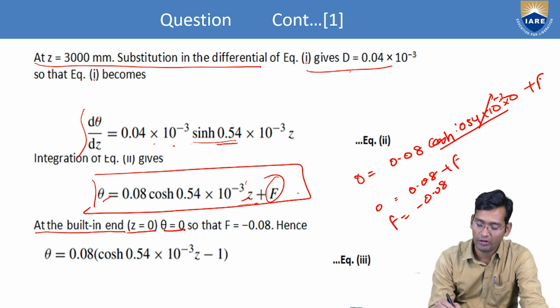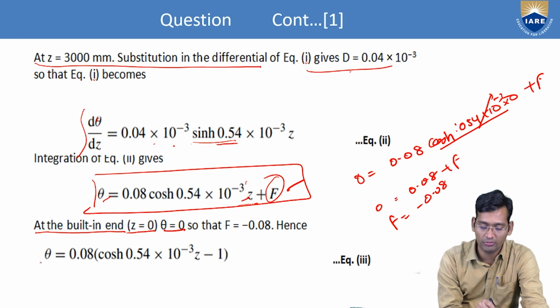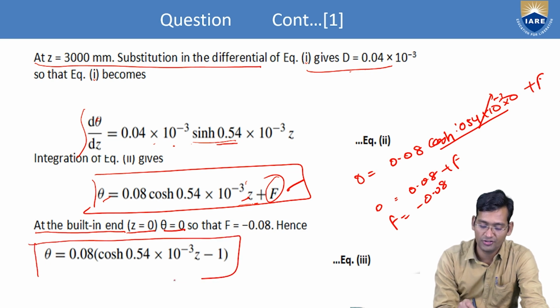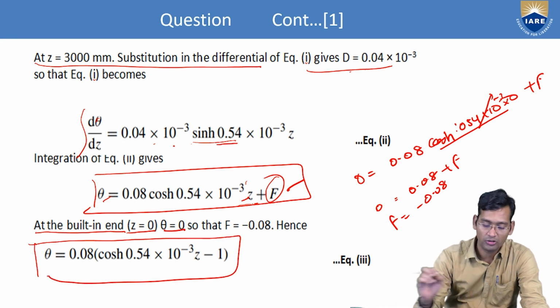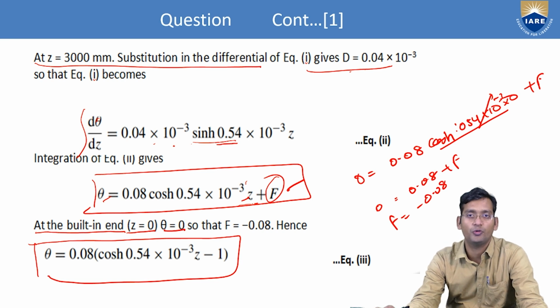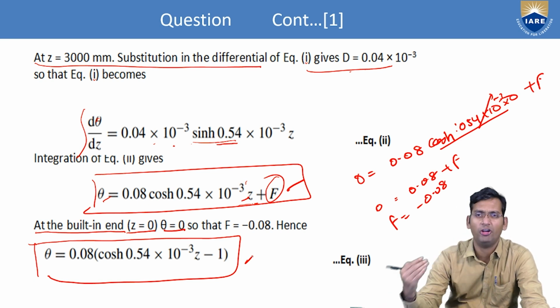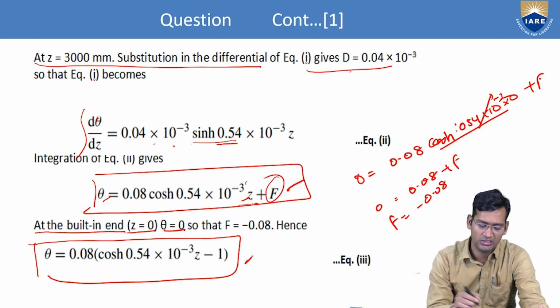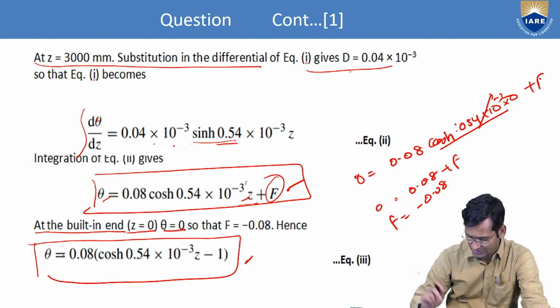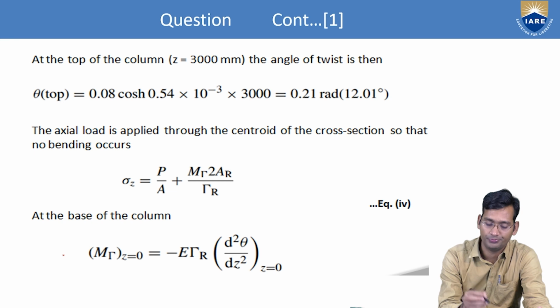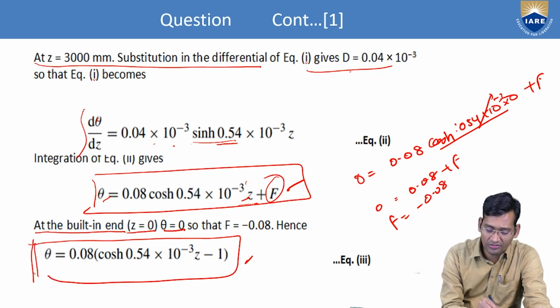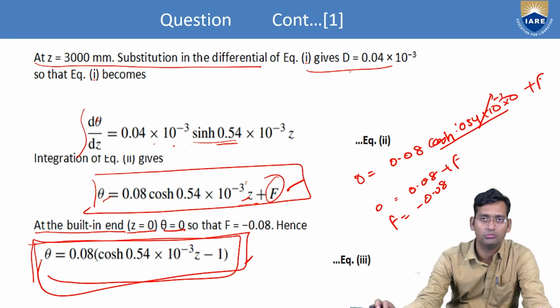So now we have the F value, substitute here. After substituting, we get θ equals 0.08 into cosh of 0.54 into 10 to the power minus 3 z, minus 1. So this is the value of θ. Now, at whatever value of z you want to find, just put it in and you will get the value of θ. So this is the general equation of θ.